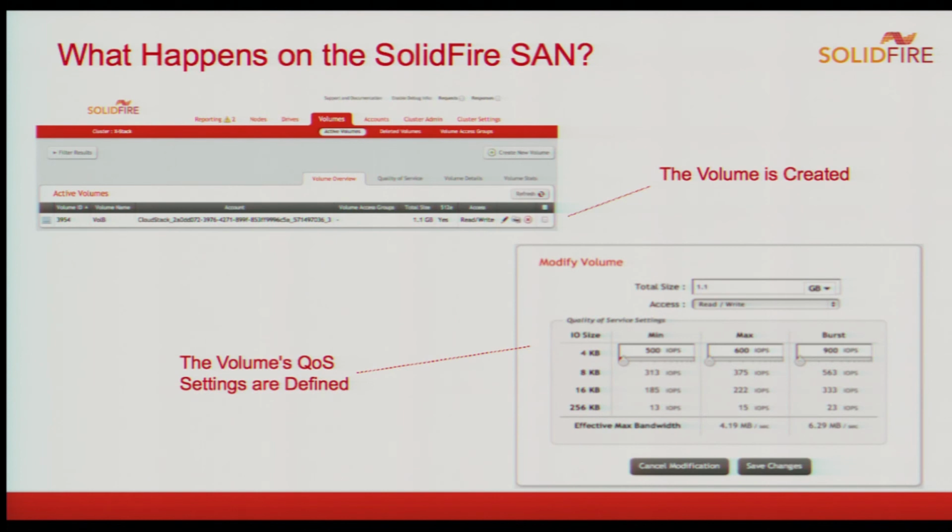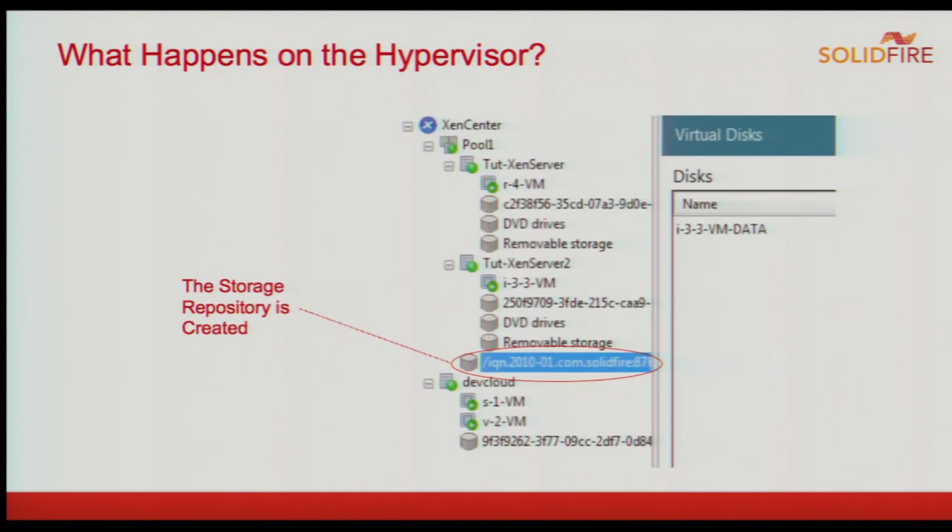What happens on the SolidFire SAN? You have now created a volume automatically on the SolidFire SAN, so we never had to see the GUI. It's a pretty looking GUI, but we didn't have to go into it. You've got your IOPS, you've got your size. On the hypervisor side, you didn't have to go into XenCenter and configure a storage repository. CloudStack did that for you. And then you can see in the far right, there's a virtual disk, which is representative of our data disk.